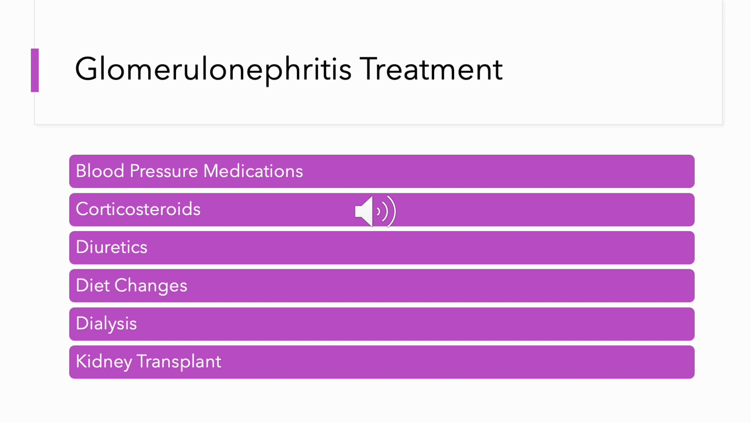dialysis to remove waste and fluid from the blood after the kidneys have stopped working, or possibly a kidney transplant that replaces your diseased kidney with a healthy kidney from a donor.